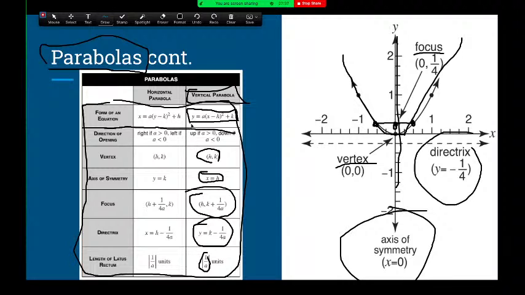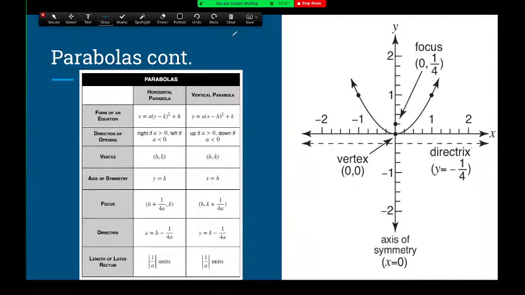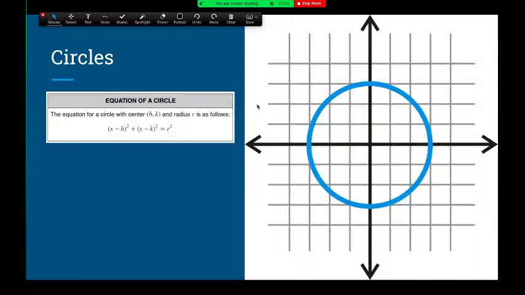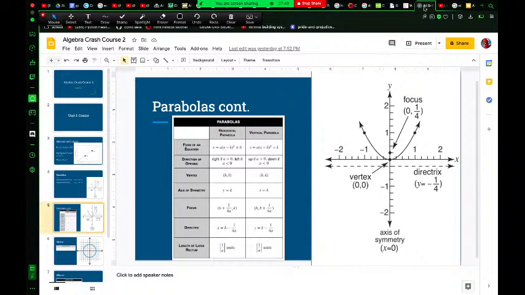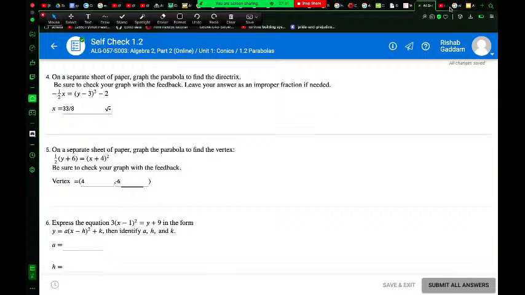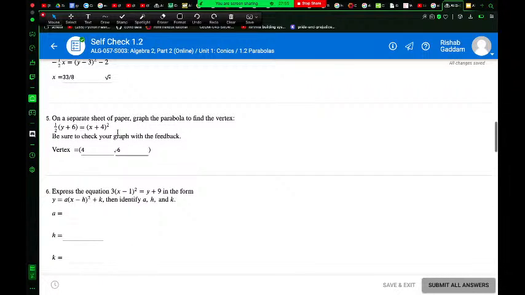So let's clear the screen and go on to the problems. So here we go. Then we can move this over here. Okay, so that's how you get the vertex and stuff like that.